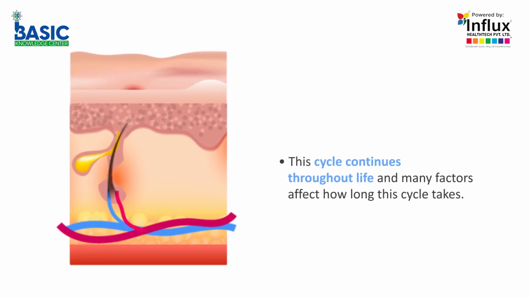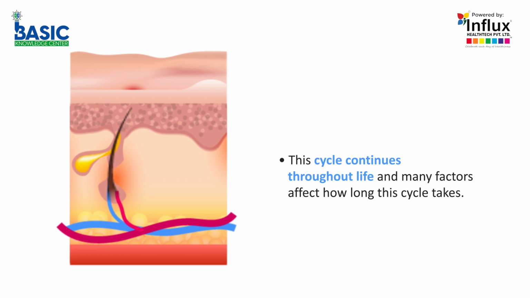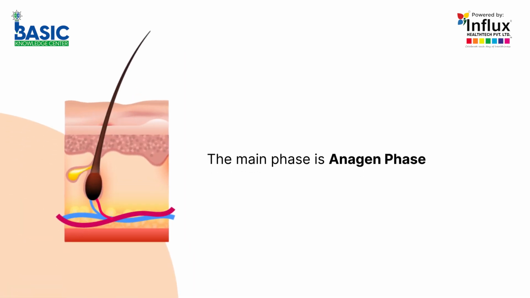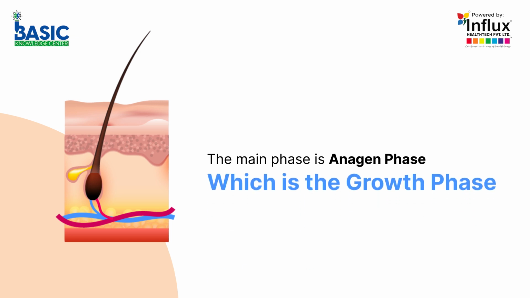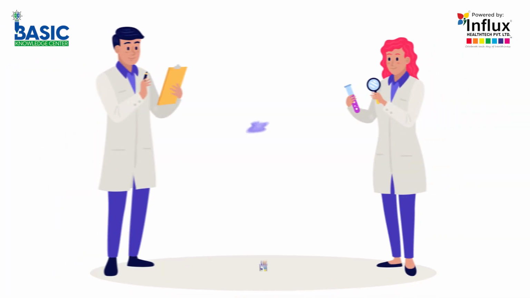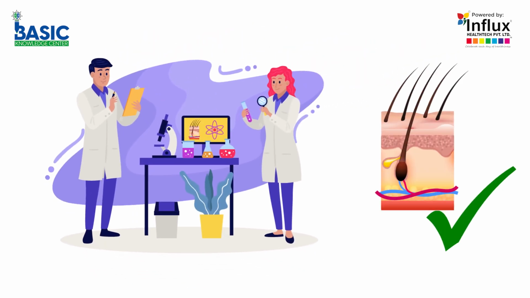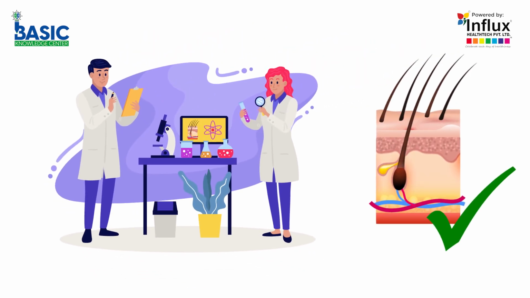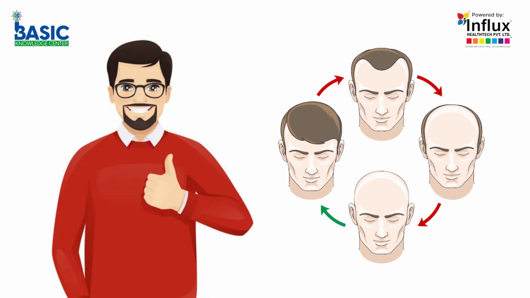This cycle continues throughout life, and many factors affect how long this cycle takes. Once again, the main phase is the anagen phase, which is the growth phase. Researchers develop ingredients and products which positively affect the anagen phase. We hope this has given you a better understanding of your hair's growth cycle.